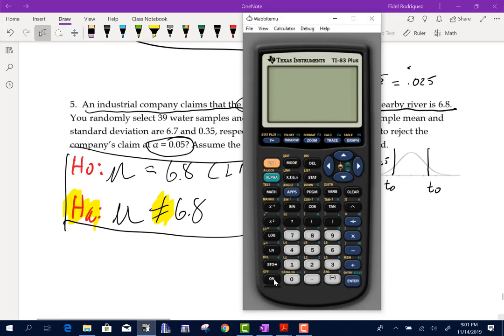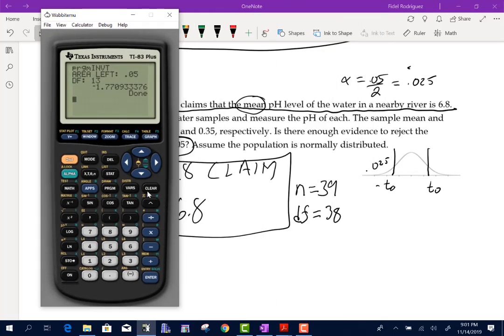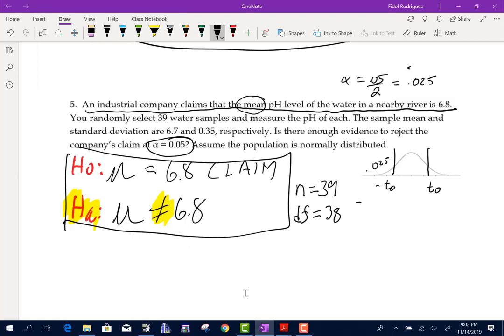Let's do that first. Turn it on, bring it over here. Okay, I'm going to do my inverse t. What is my area to the left? 0.025, right? All right, what is our degrees of freedom? 38. We should be coming up with a negative number. Guys, we're going to go 3 decimal places here. Negative 2.024. So negative 2.024. And the other one, everybody agrees, is going to be the positive?